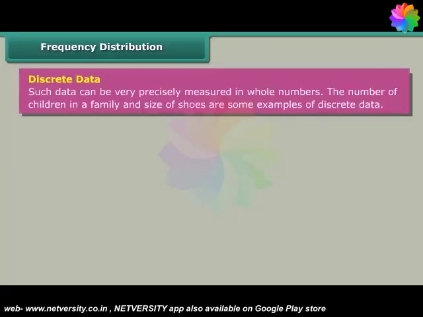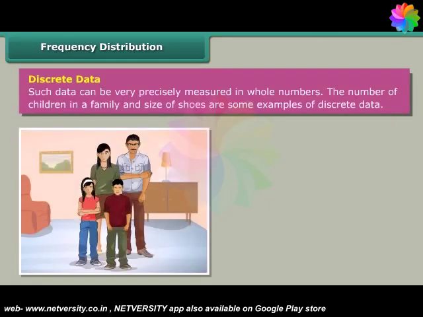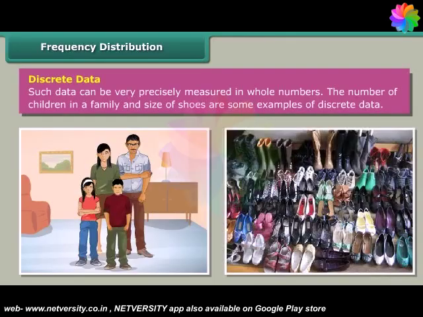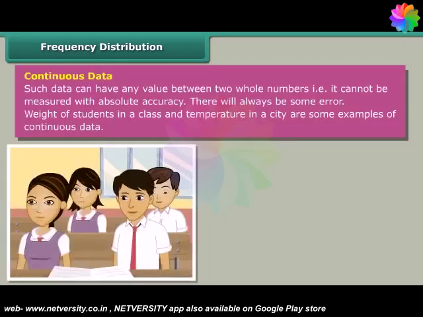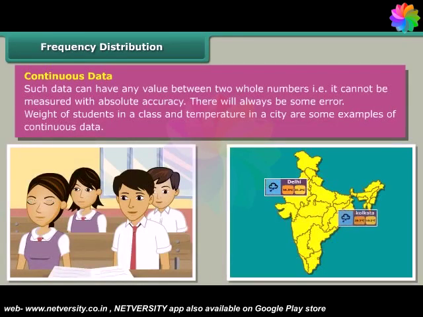Discrete data. Such data can be precisely measured in whole numbers. The number of children in a family and size of shoes are some examples of discrete data. Continuous data. Such data can have any value between two whole numbers; it cannot be measured with absolute accuracy. There will always be some error. Weight of students in a class and temperature in a city are some examples of continuous data.